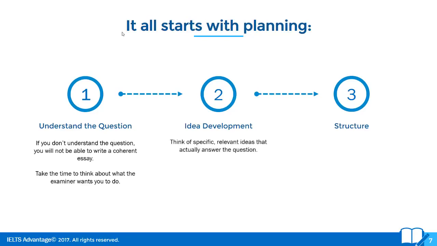Idea development. Think of specific relevant ideas that answer the question. So first of all, you have to think of the ideas, and then how are you going to develop those ideas? So by development, I mean, how are you going to explain those ideas? How are you going to support those ideas with examples? An idea is only as good as how much you can develop it. It doesn't matter if you think of an amazing idea. If you can't develop that idea, then during the planning process, you should discard that idea, because if you can't explain it, if you can't develop it, then it's no good.